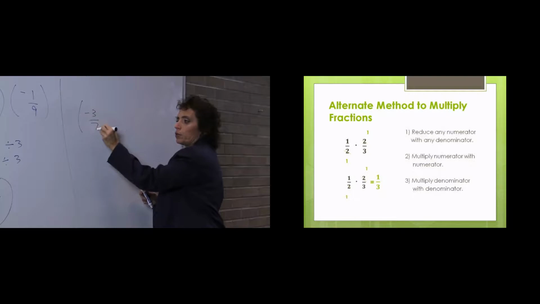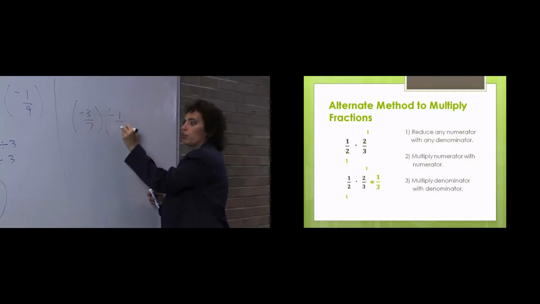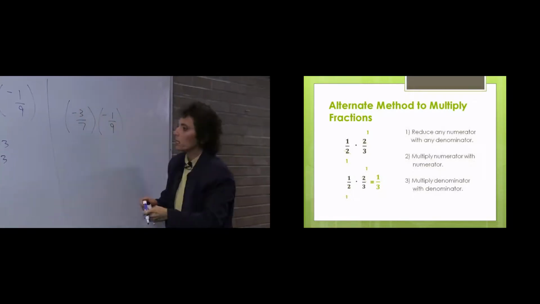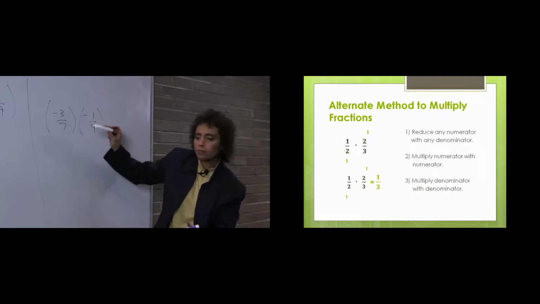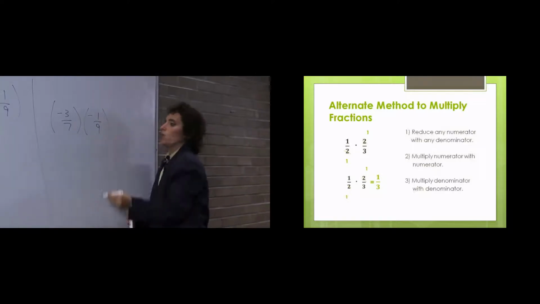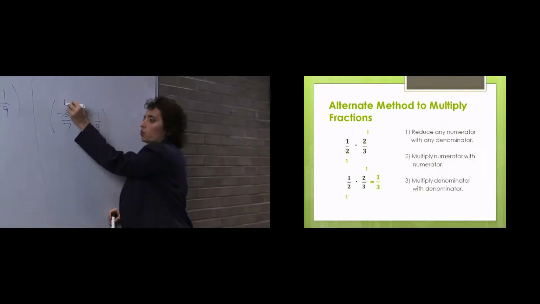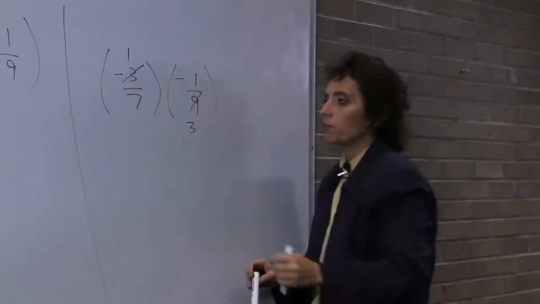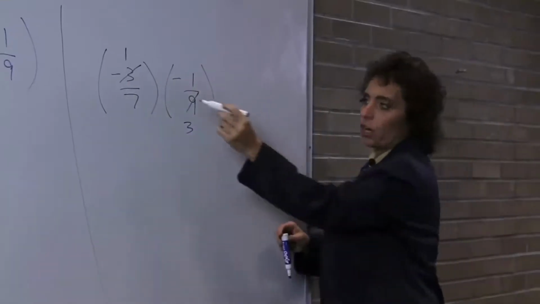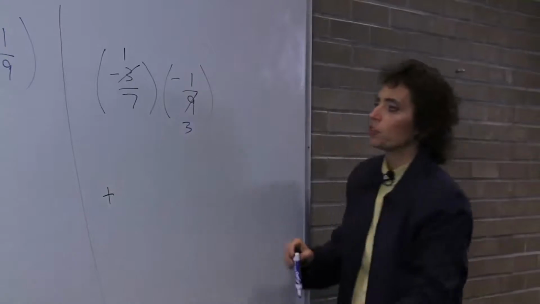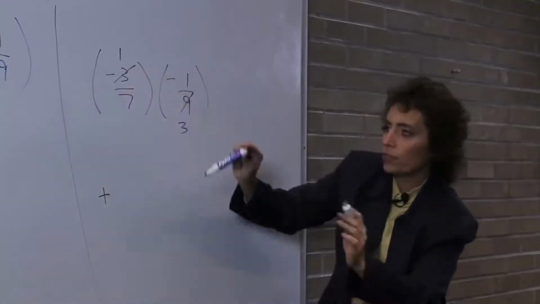Just one more time, and then we'll go to the other problems, and then you get to pick your own poison. Do it whichever way you want. I can reduce this way, diagonally, or up and down. 3 goes into 3 once, 3 goes into 9 3 times. I know my answer is positive, because they're both the same sign. Don't worry about the signs now.